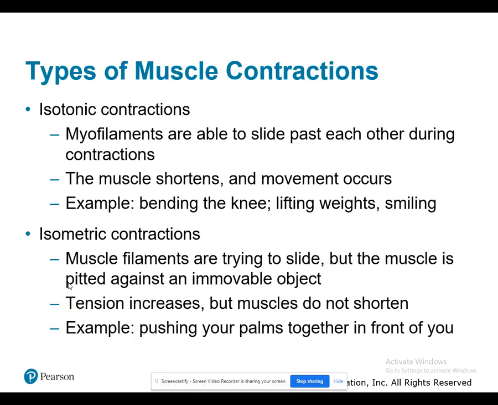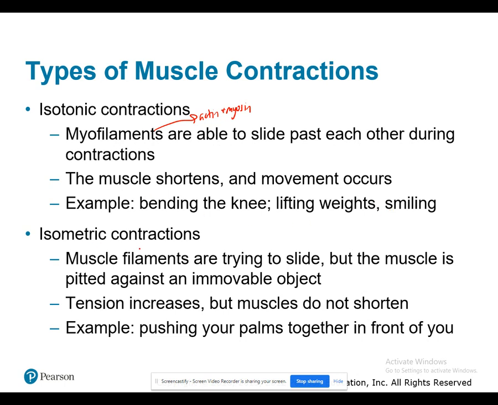Now, there are different types of muscle contractions that we're also going to learn about. There are isotonic and isometric. Isotonic contractions are when your myofilaments, so remember your myofilaments are actin and myosin, they are able to slide past each other during contractions, and your muscle shortens, and usually there's movement. Good examples of this are bending a knee, lifting weights, and smiling.